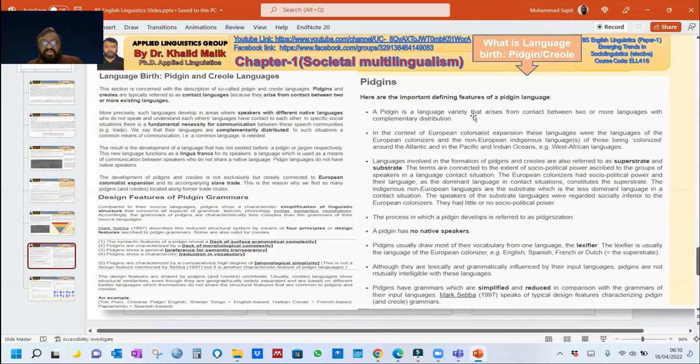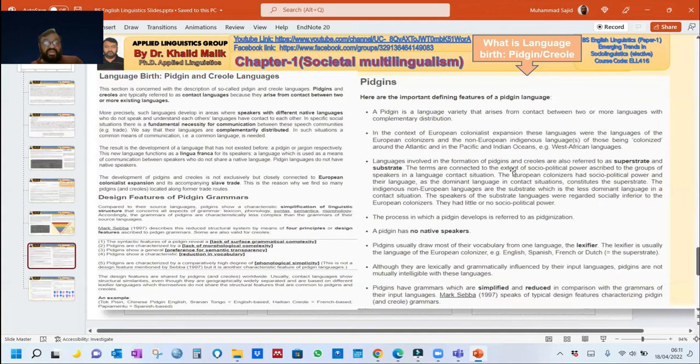A pidgin is a language variety that arises from contact between two or more languages in complementary distribution. In the context of European colonialist expansion, these languages were the languages of European colonizers and the non-European indigenous languages of those being colonized around the Atlantic and the Pacific and Indian Oceans. West African languages, for example. Languages involved in the formation of pidgins and creoles are also referred to as superstrate and substrate.